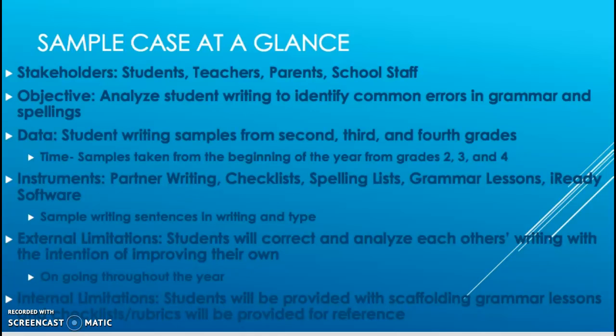A sample case using all of these competencies is an example from an elementary school, where the objective is to analyze student writing to identify common errors in grammar and spelling. The stakeholders would be students, teachers, parents, and school staff, and anyone involved in that child's education. The data used would be student writing samples from 2nd, 3rd, and 4th grades, and the time frame would be samples taken from the beginning and end of 2nd grade, the beginning and end of 3rd grade, and the beginning and end of 4th grade, to look at how students have improved each year. So a 3-year study.